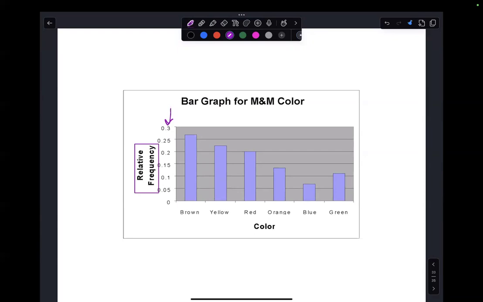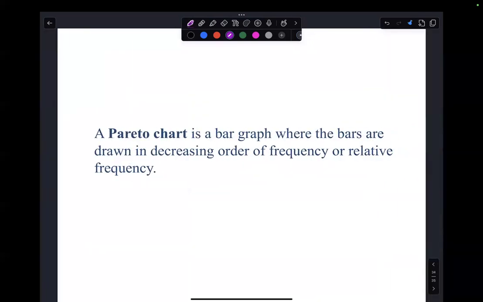All right, we're almost done. So this is probably the first and the last time you'll ever hear about a Pareto chart. They're not that important, but they're part of our standards. They're part of what I need to teach you.